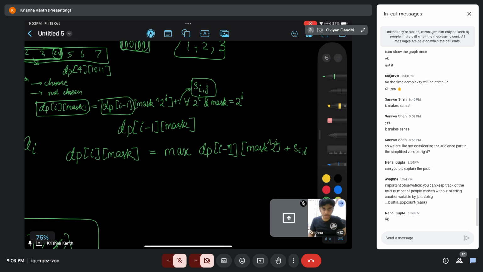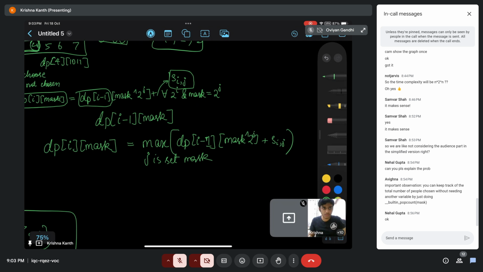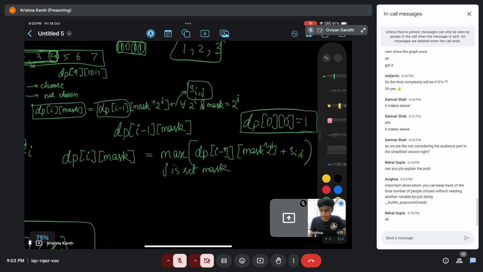So I can go through all the maximum things that J is set in the mask. So this is standard DP. I will take the maximum of all the J that J is set in the mask, right? And clearly the base case is DP of 0. You can try to think why, it's not that hard. You will easily get it. Why is DP of 0, 0 equal to 1? You can see from the definition of what DP[i][mask] is, you'll easily get it.